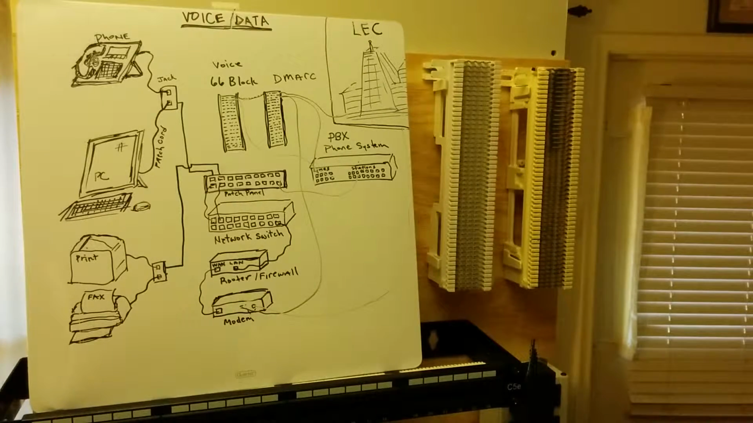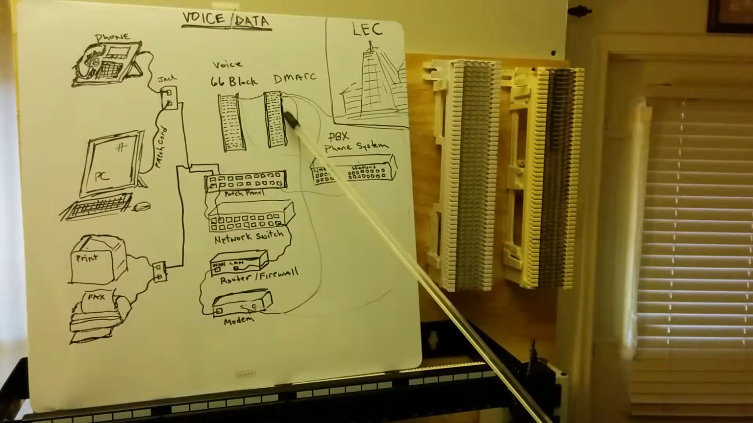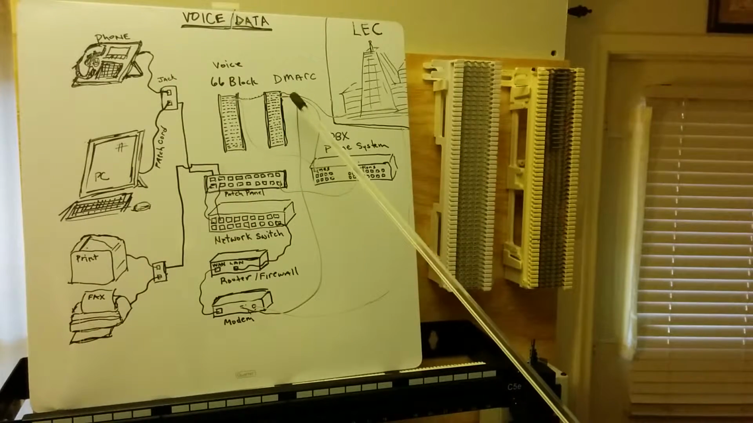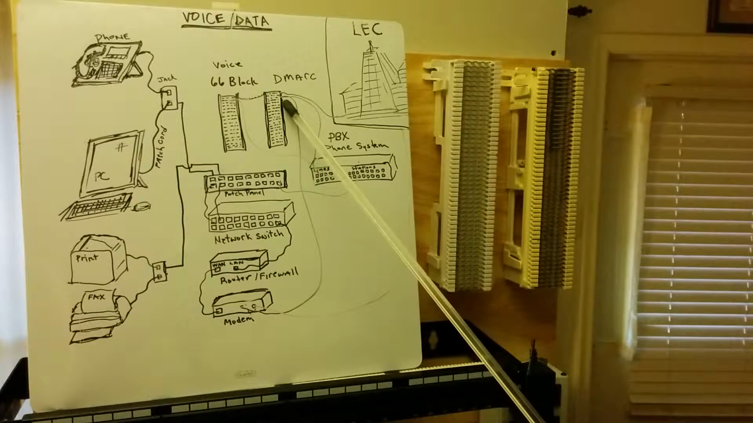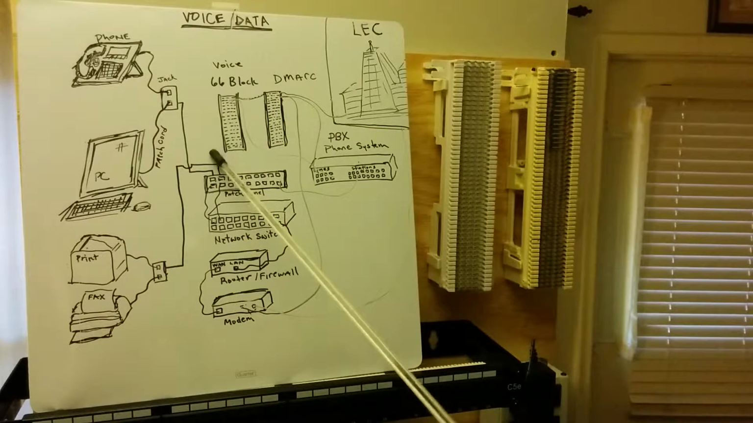All right, so this is our 66 block here, over here. And as we said, if we have a voice circuit coming in from our local access carrier and it terminates on the demarc, which could be a 66 block, now we have to take that connection from our demarc over to our house wiring, right? So let's say this line is a fax. It's a fax line. Here's our fax machine here.